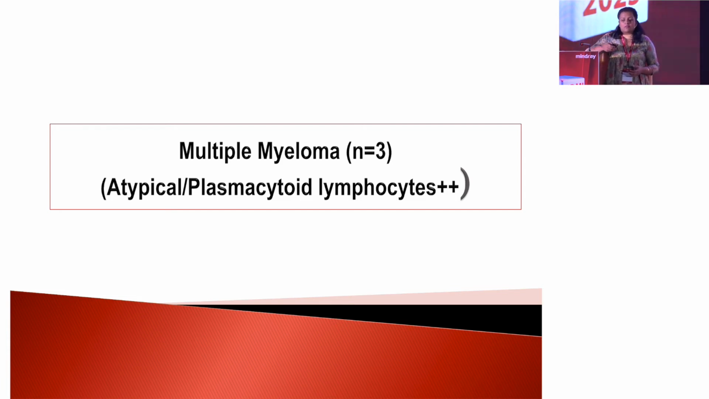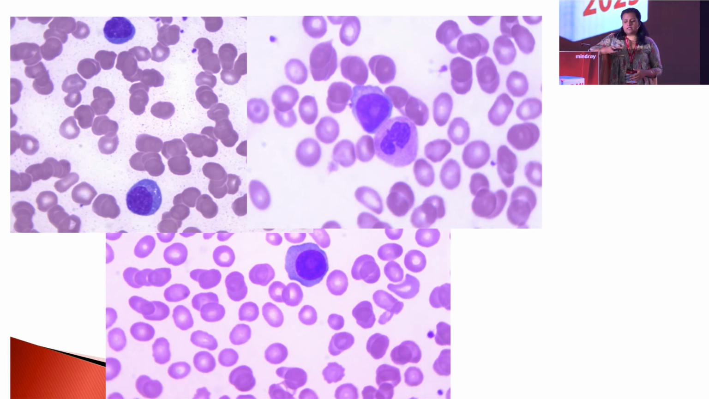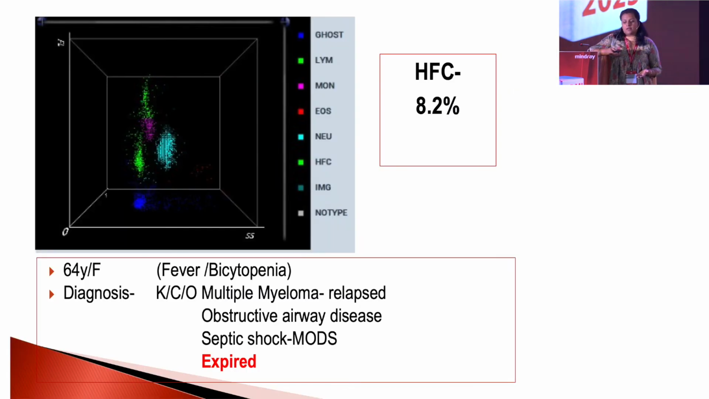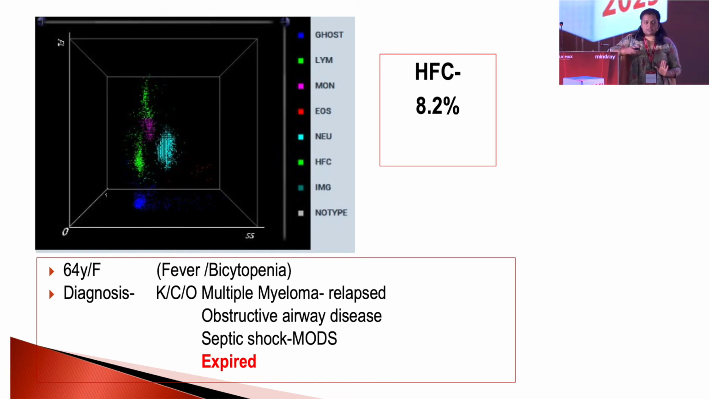3 cases of multiple myeloma, which had plasmacytoid lymphocytes in the peripheral blood. This was the morphology seen in our cases. And the HFC ranged from 0.5 to 1.1. There was 1 case who was a relapsed myeloma, and she had plasmacytoid lymphocytes in the peripheral blood, but in her course of illness she developed sepsis and she expired.